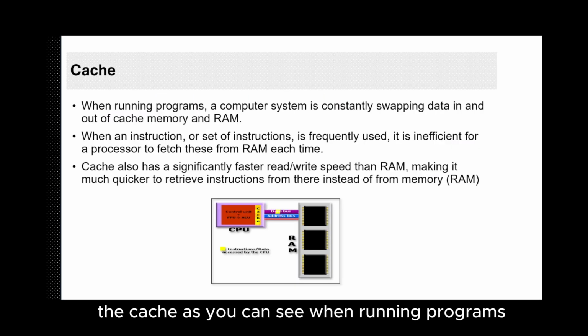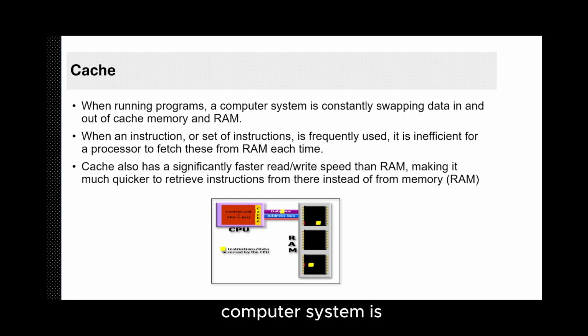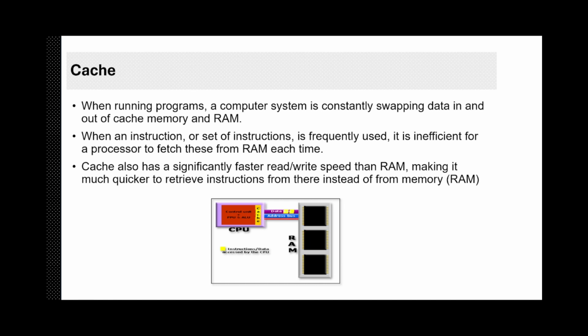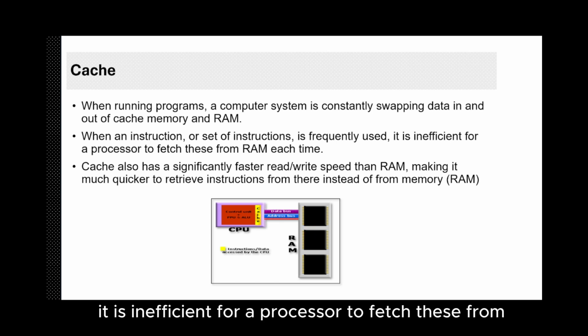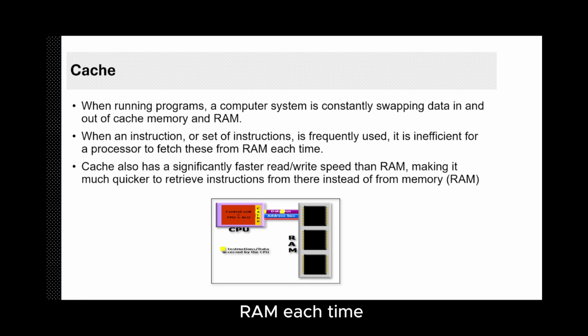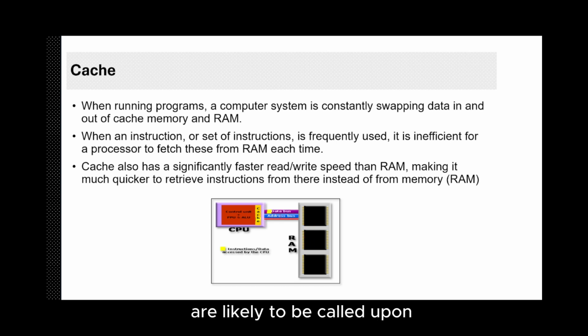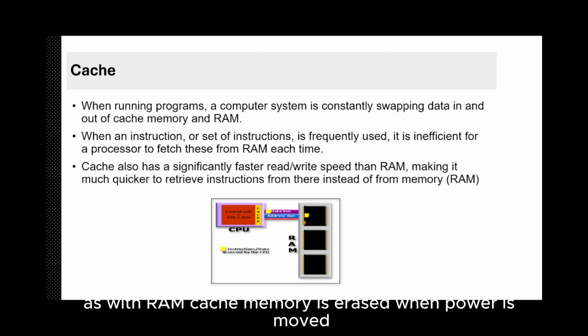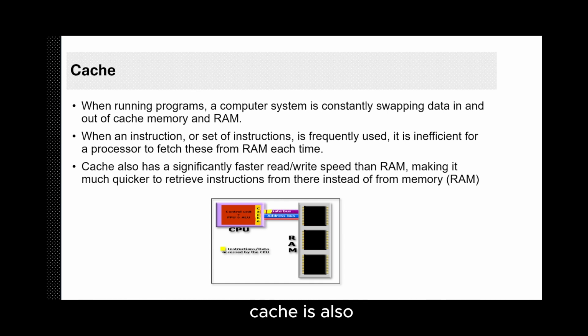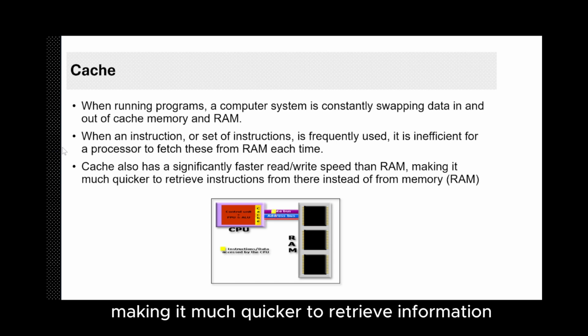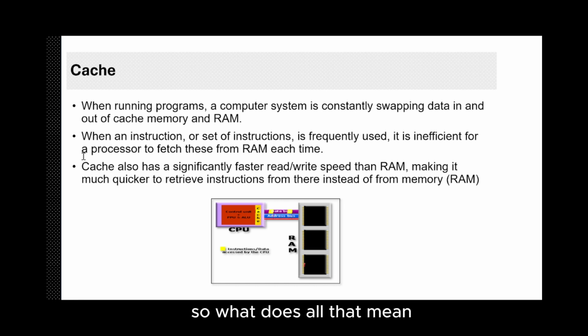When running programs, the computer system is constantly swapping data in and out of cache memory. When an instruction or set of instructions is frequently used, it is inefficient for a processor to fetch these from RAM each time. To overcome this, cache memory is used to store the instructions that are likely to be called upon. As with RAM, cache memory is erased when power is removed. Cache also has a significantly faster read write speed than RAM, making it much quicker to retrieve information from there instead of memory. So, what does all that mean?